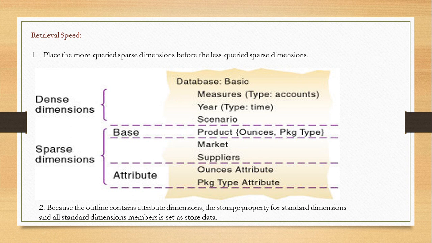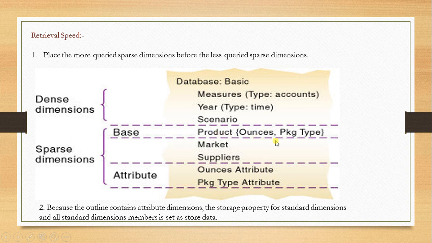So we said that the more queried sparse dimensions will be placed before the less queried sparse dimensions. So friends, here we can see the product is the first sparse dimension, the market is the second, and the suppliers is third. So in this design the product is at the first place.